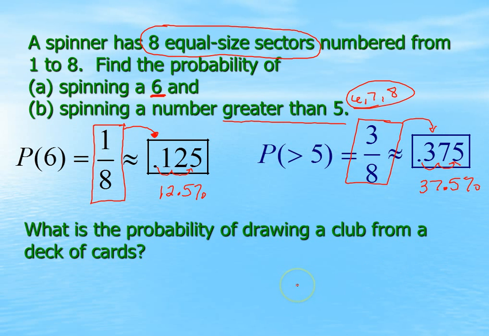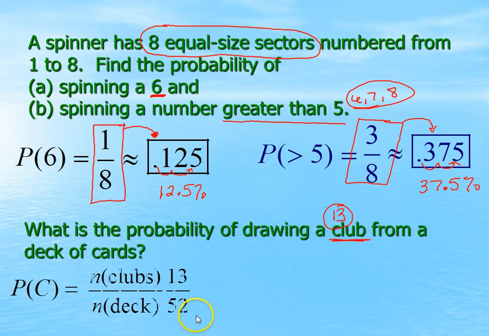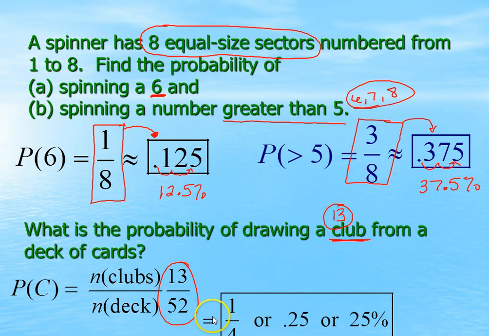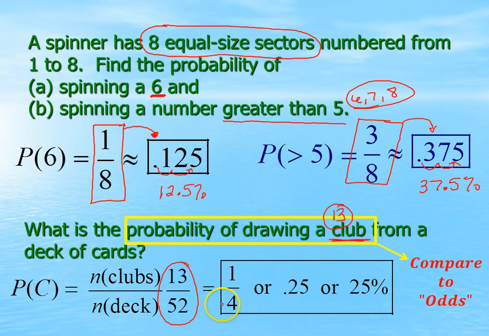Now, what's the probability of drawing a club from a deck of cards? Well, club, remember that's one whole suit. So we said that a minute ago. That's 1 through 10, Jack, Queen, King. So there's 13 clubs. And then what's the total? 52. So our probability is 13 out of 52, but reduced, remember if you can, 13 out of 52 is 1/4. So you can write 1/4, 0.25, or 25%.